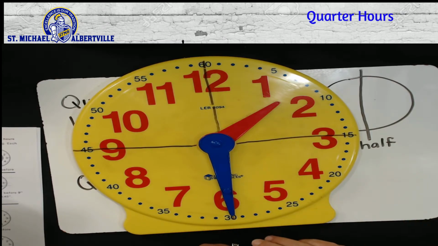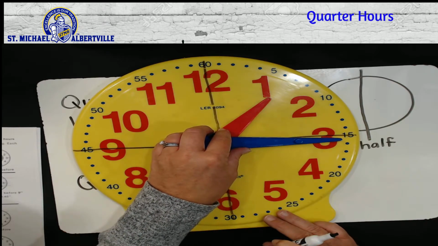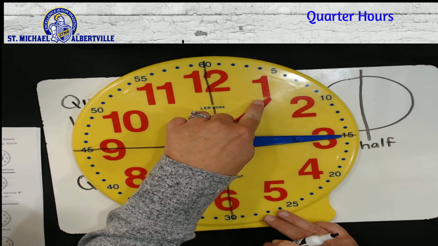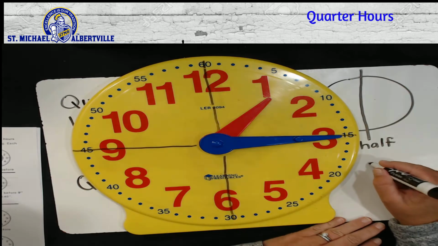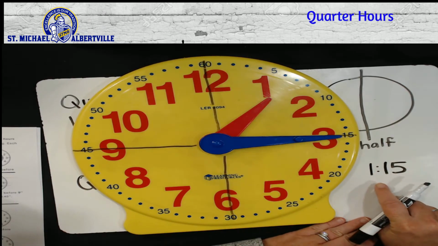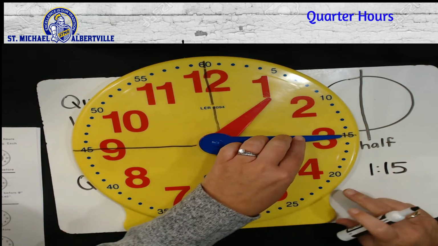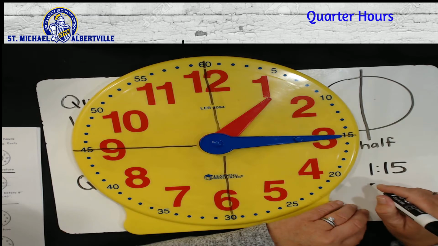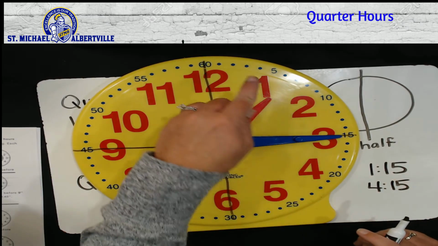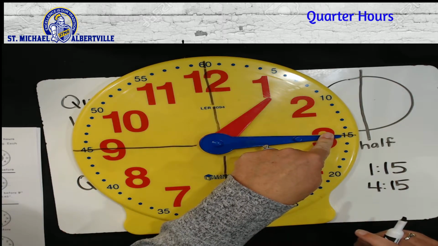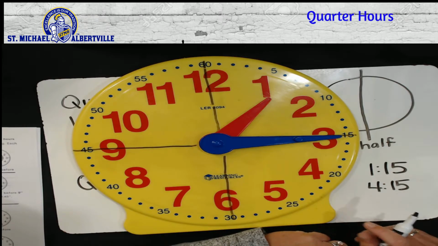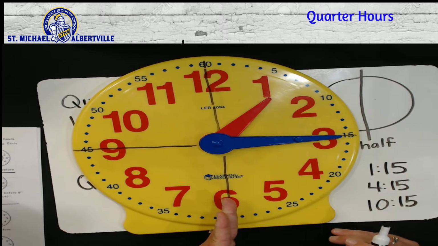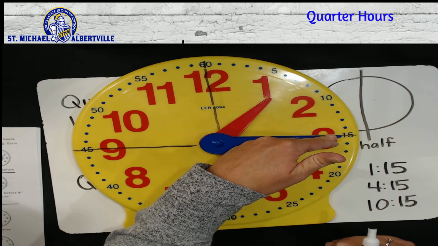So if somebody says it is a quarter after one, that means that the minute hand traveled a quarter past 1 o'clock. It is 1:15. Quarter after one. If it is quarter after four, what time is it? 4:15. The minute hand has traveled a quarter of the hour. If it is a quarter after 10, it is 10:15. Sometimes I tell kids just to memorize, half is 30, quarter after is 15.